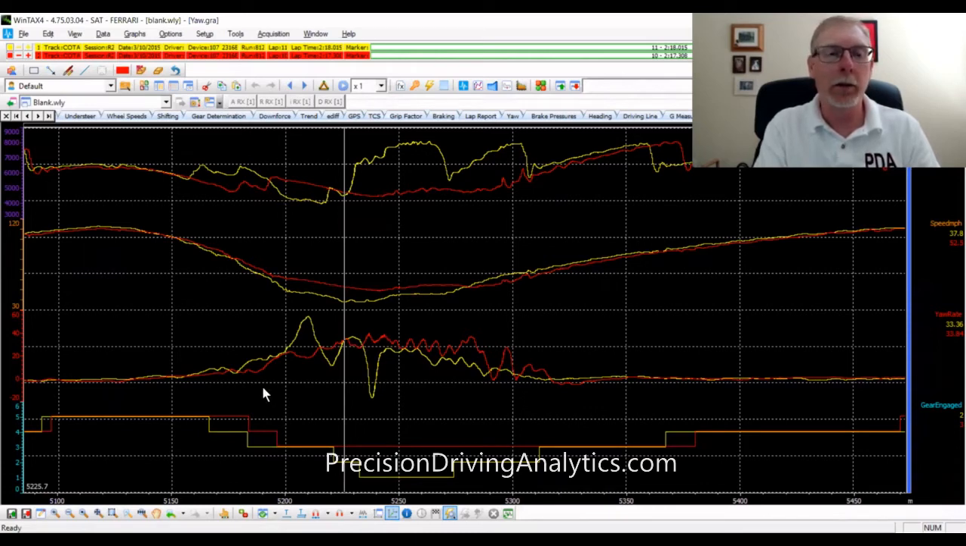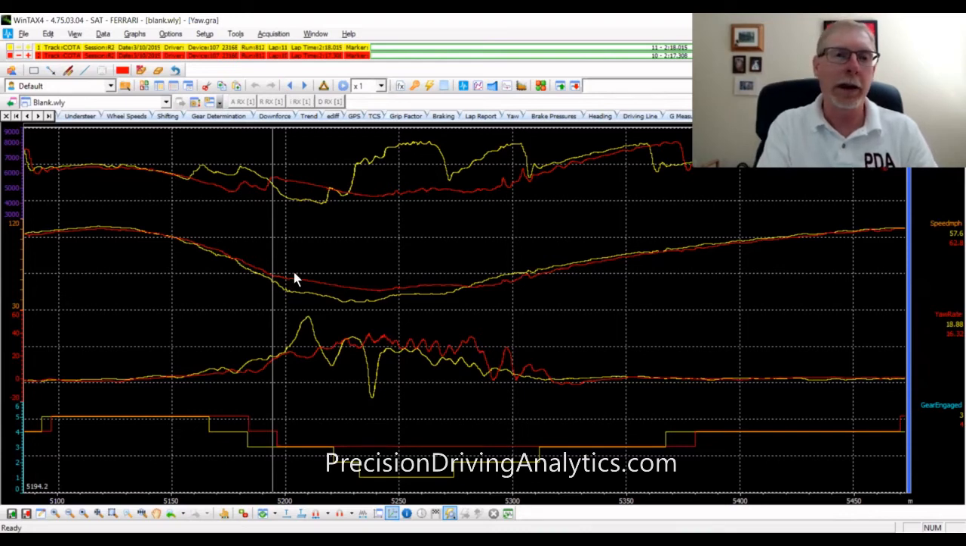Well, if we look at when the driver was shifting on the good lap, he shifted from fifth to fourth here, and his RPMs came up, but not too much. And then he downshifted from fourth to third here. Again, the RPMs come up a little bit, but not too much. And by the way, this is a paddle shifter car, so the electronics in the car are bringing the RPMs up. He's not having to heel and toe or something like that.